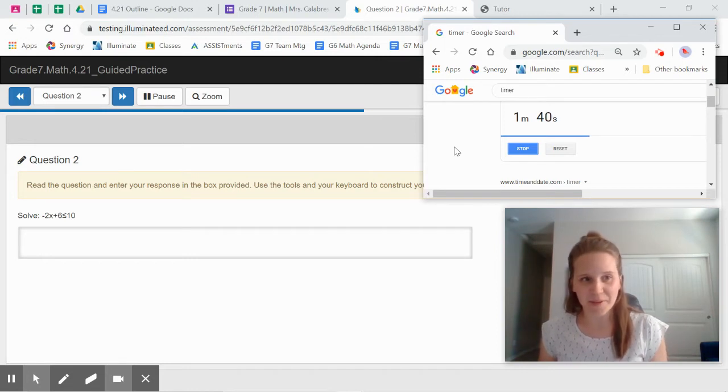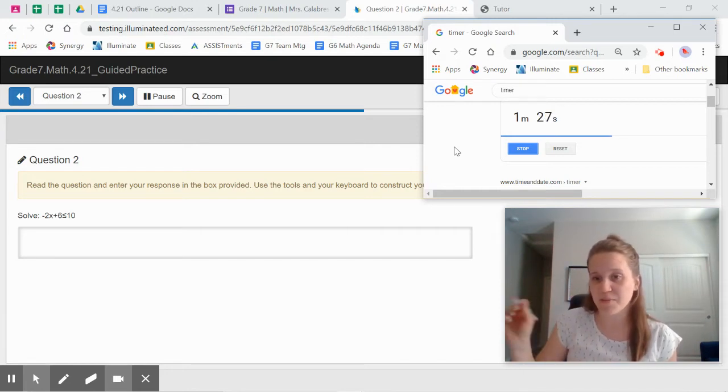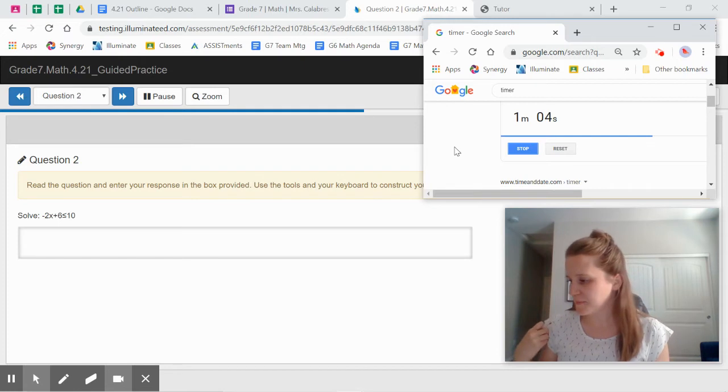All right, we are just about halfway through our time. Did you remember that when you multiply or divide by a negative number, you need to flip the inequality symbol? If you did, awesome work. If you did not, go ahead and remind yourself of that rule now. Maybe jot a note on your paper. Fix your work. You've got 1 minute and 24 seconds left. Last minute.